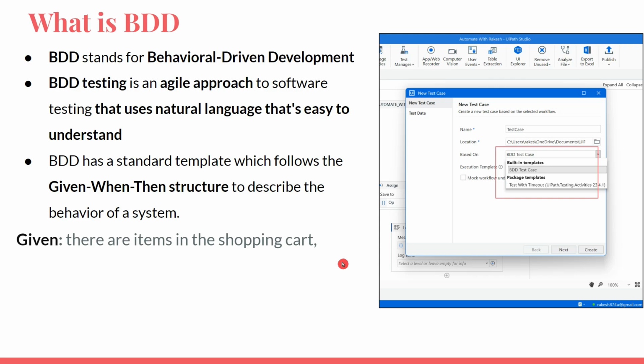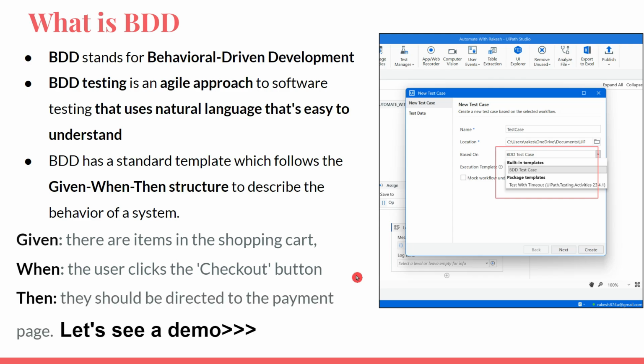Imagine you are on a website where you are purchasing certain items. So you have a shopping cart where you keep on adding those items. Here it is saying, given there are items in the shopping cart, when the user clicks on the checkout button. So imagine there is a checkout button. There are certain items in the cart and you are hitting the checkout button. Now when I am hitting the checkout button, then what happens?